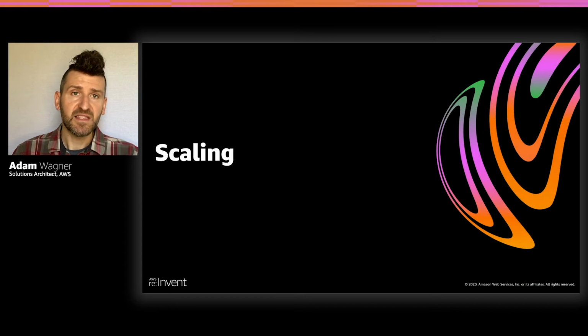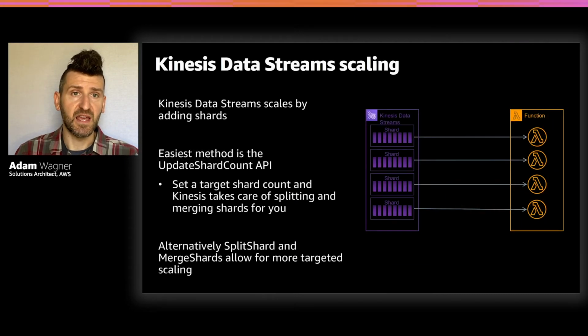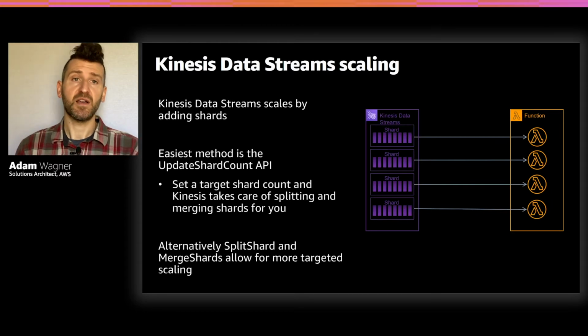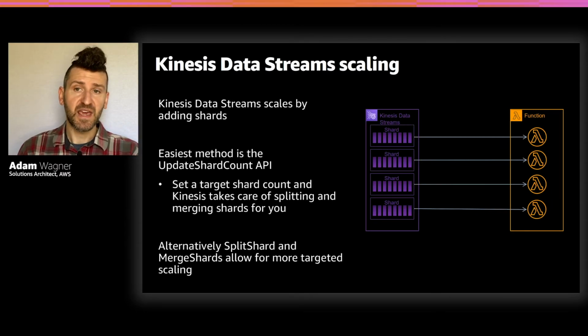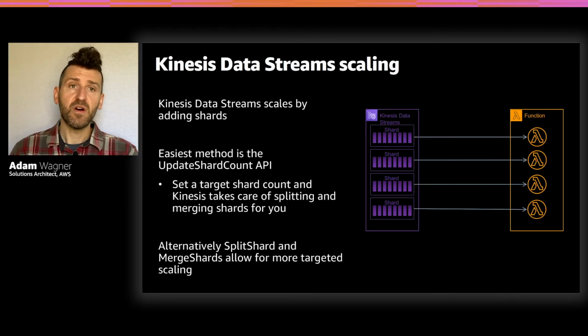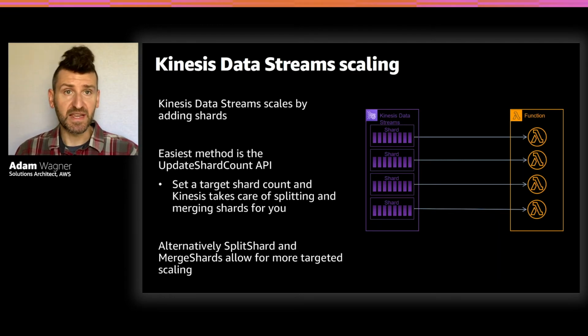So with that, let's head into scaling and talk about how your Lambda functions are going to scale alongside Kinesis and DynamoDB Streams. Kinesis, as I mentioned earlier, scales by adding shards. The easiest way to make changes to this is the UpdateShardCount API. When you call this API, you give it the target number of shards, either more shards than you have currently if you're scaling up, or fewer shards if you're scaling down. The Kinesis service handles splitting or merging shards to get to that target number for you. You don't have to manage that.